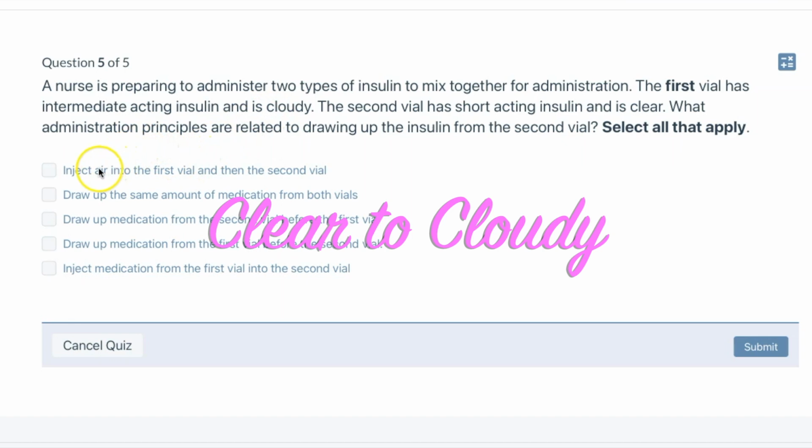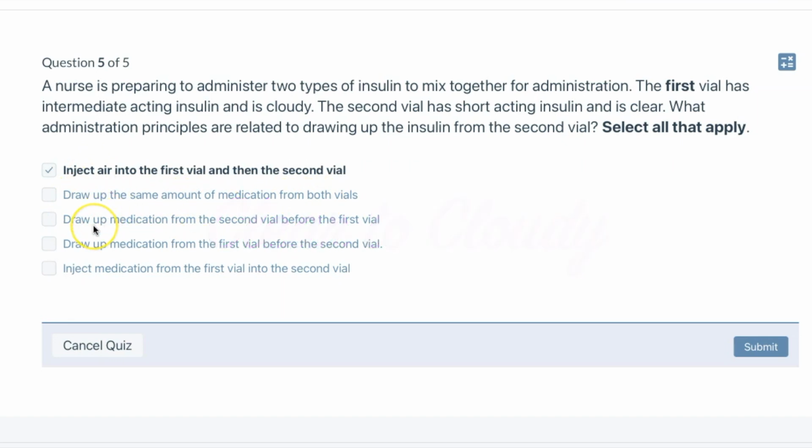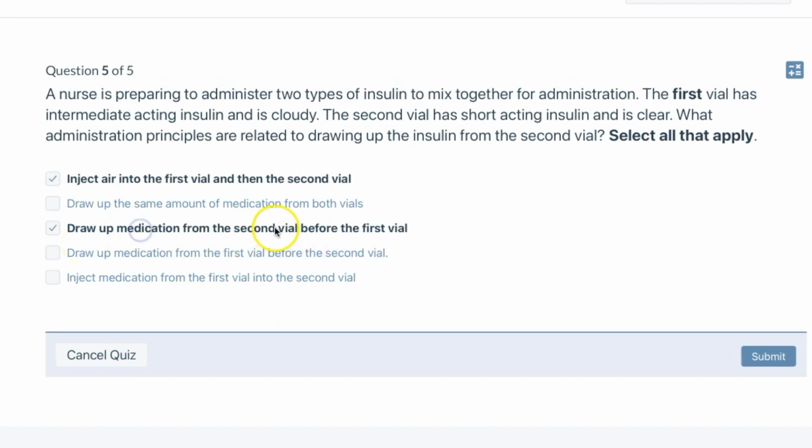Inject air into the first vial and then the second vial. Draw up the same amount of medication from both vials. Draw up medication from the second vial before the first. Yes, because we want to go clear to cloudy. So we need to inject air first, so that if you don't inject air first and you're trying to draw back that plunger, you won't be able to. It'll be very difficult because it'll be like a closed vacuum.